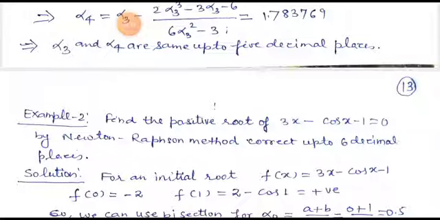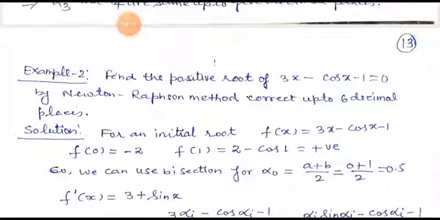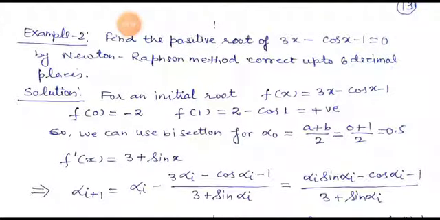Next problem: find the positive root of 3x minus cos x minus 1 equal to 0 with the help of the Newton-Raphson method. This is a transcendental equation. f(x) is given. Now we differentiate and find f dash x, and putting the value 0 in the equation it gives negative, and 1 gives a positive value. So here we conclude the root lies between 0 and 1. In this method we can use a little bit of the bisection method.